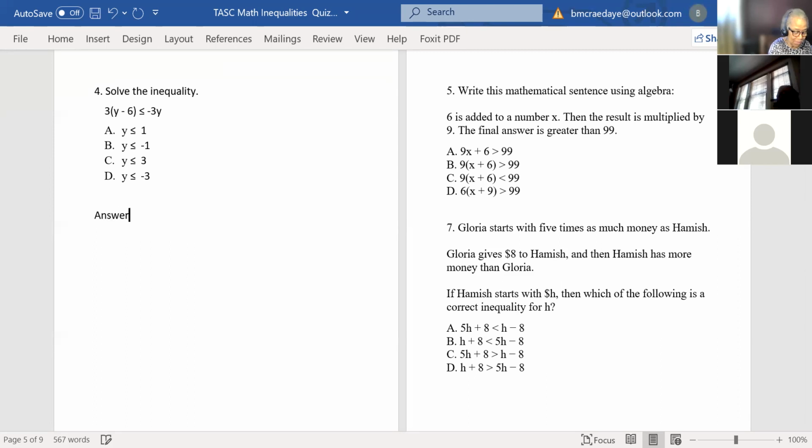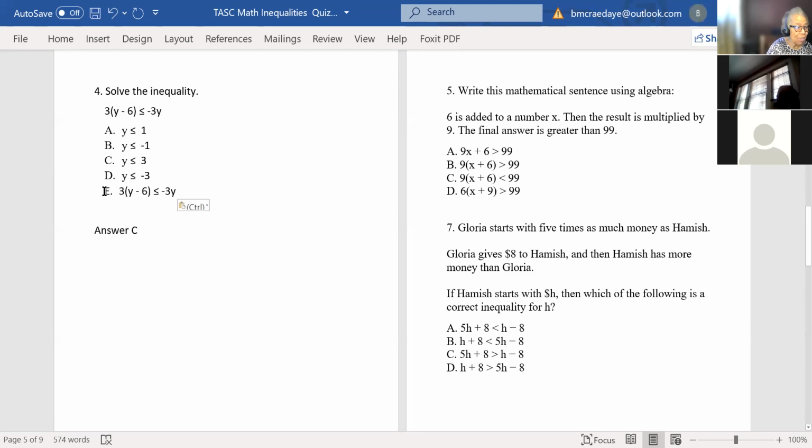Answer C. You combine the negative, you multiplied everything out, right? Yes, I did. You got the 3y minus 18. Yes. That was excellent, Vanessa.